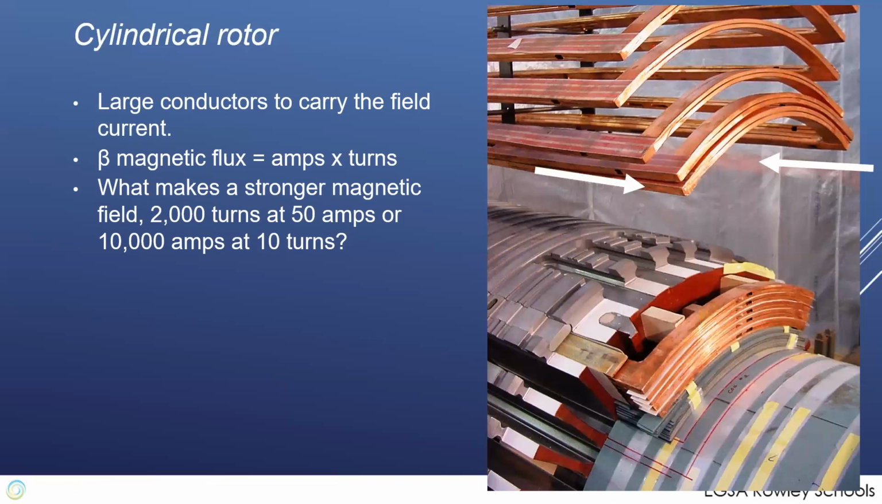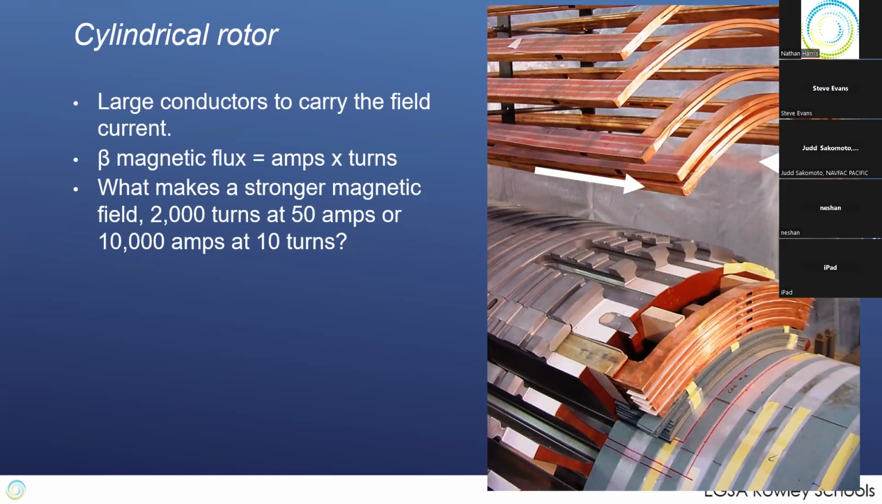Anybody? What makes a stronger magnetic field? Let's say the current flow. Yeah, they're the same. Kind of a tricky question. It's the same, right? Because 50 times 2,000 and 10,000 times 10 is the same thing, right? So thank you for joining in, but it's a bit of a tricky question.